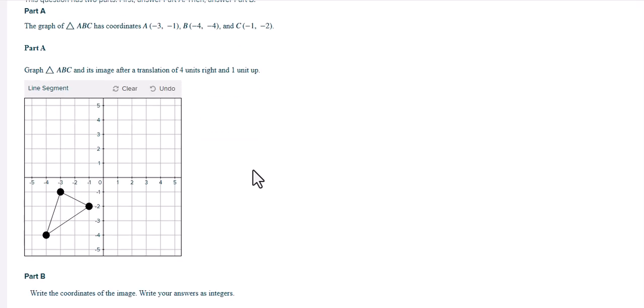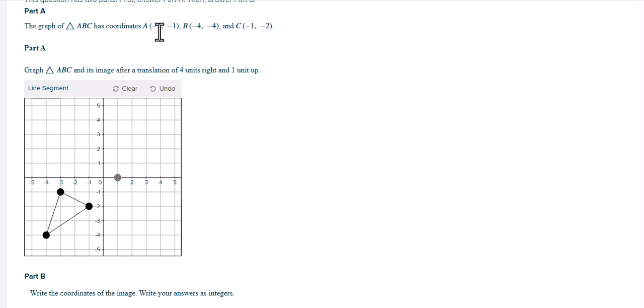Or you can just do what I'm about to do and count 4 spaces right and 1 unit up from each of the 3 dots that I already made. So I'm going to go ahead and do that right now. 4 units right, 1, 2, 3, 4, and 1 unit up. Boom. Puts my point A prime at this location right here, 1, 0.